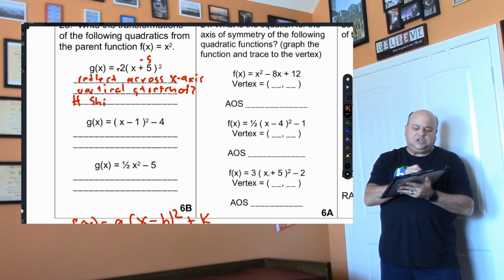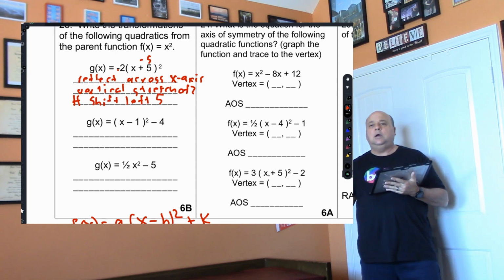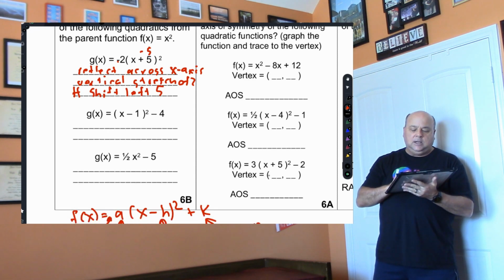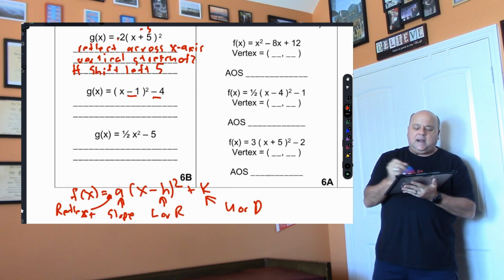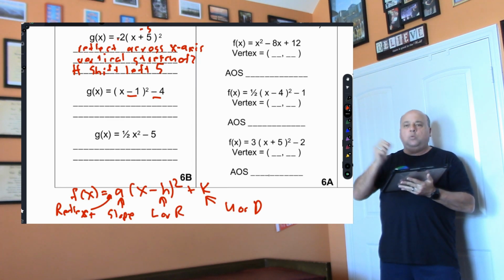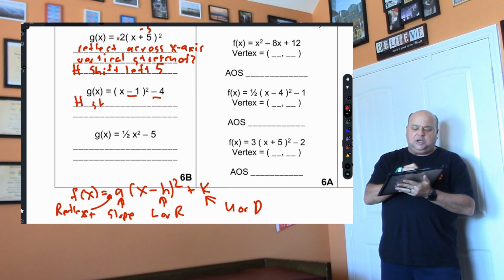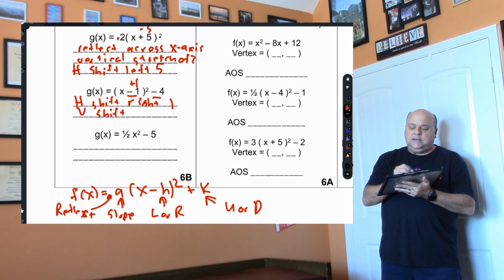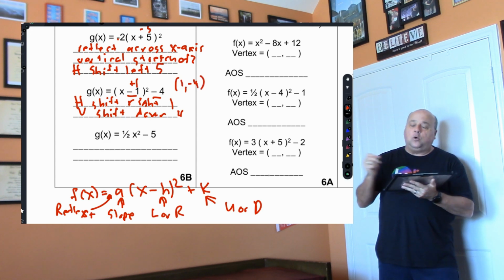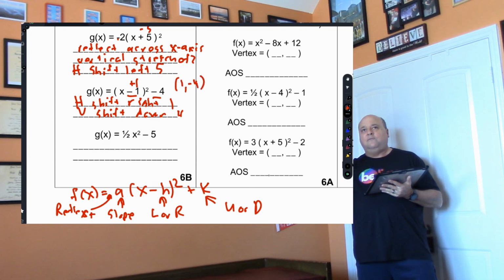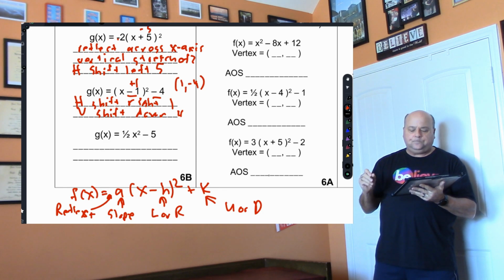A horizontal shift, left 5. So those are the transformations on that problem. Let's go to the next one. We got to figure out the minus 1 and the 4. So the minus 1 is going to be a horizontal shift, but the opposite of minus 1 is plus 1. It's going to go to the right 1. And then this is going to be a vertical shift, down 4. So my vertex would be 1, negative 4 on that parabola, wouldn't it? The vertex would go right 1, down 4.